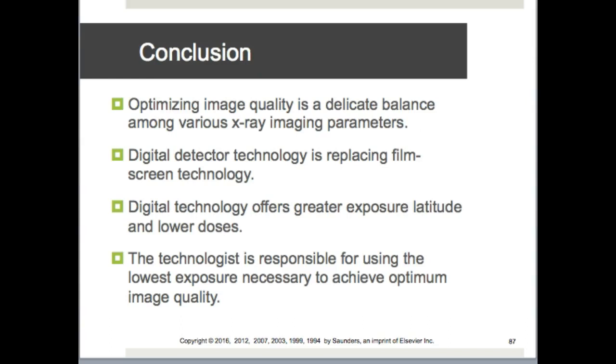All right, so in conclusion, optimizing image quality is a delicate balance among various X-ray imaging parameters. So there's a lot of different ways we can control it. Digital detector technology is replacing film screen. Digital technology offers greater exposure latitude at lower doses. True, though I don't know about lower doses. A lot of people do what's called dose creep. If you overexpose, you're fine. If you underexpose, you have to repeat. So what happens is they slowly keep increasing their doses to the patient. So keep an eye on your EI and make sure that you're not overexposing all your patients. The technologist is responsible for using the lowest exposure necessary to achieve optimal image quality.